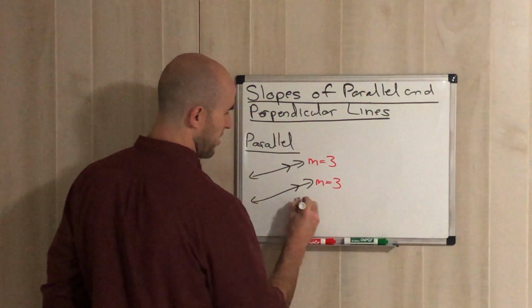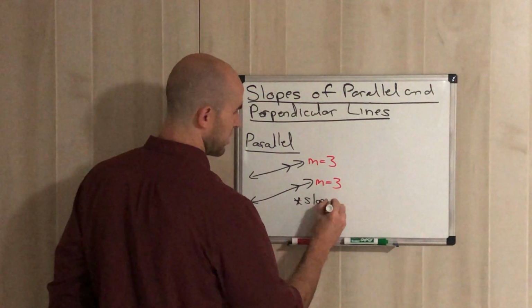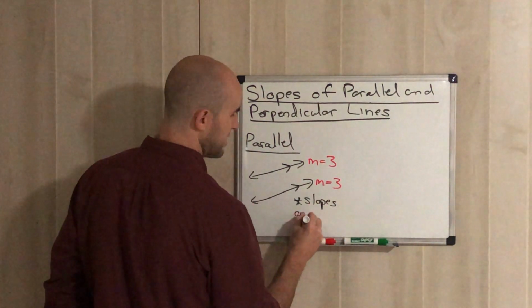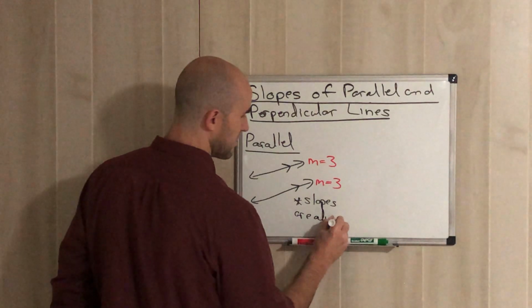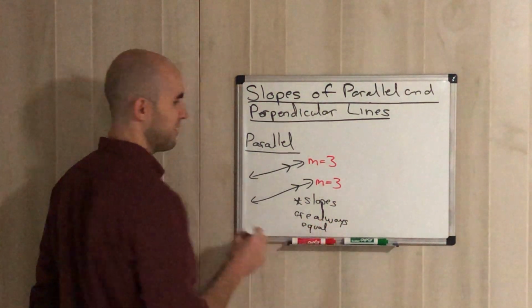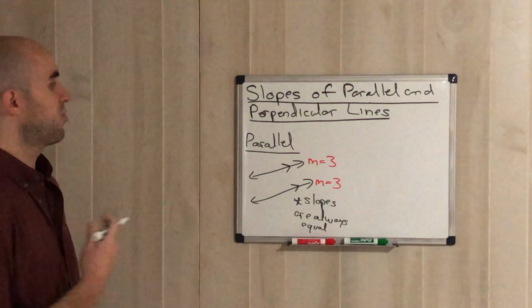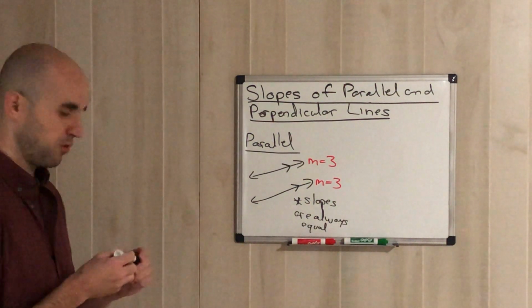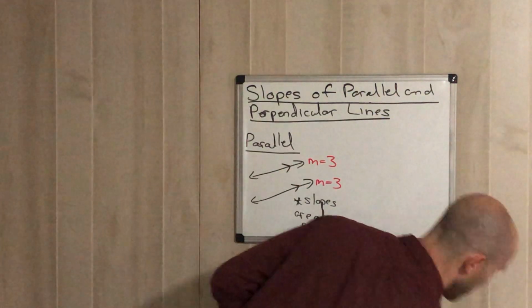So always remember, slopes are always equal, always the same for parallel, right? So we have parallel, which is that slopes are always the same, right? Which means they're never going to touch.